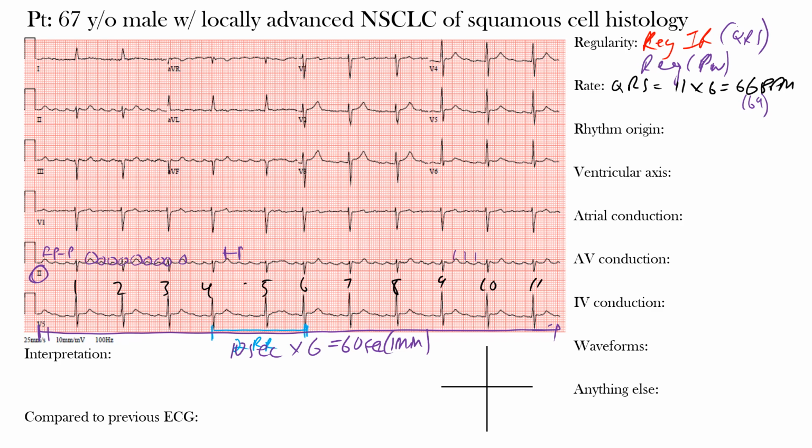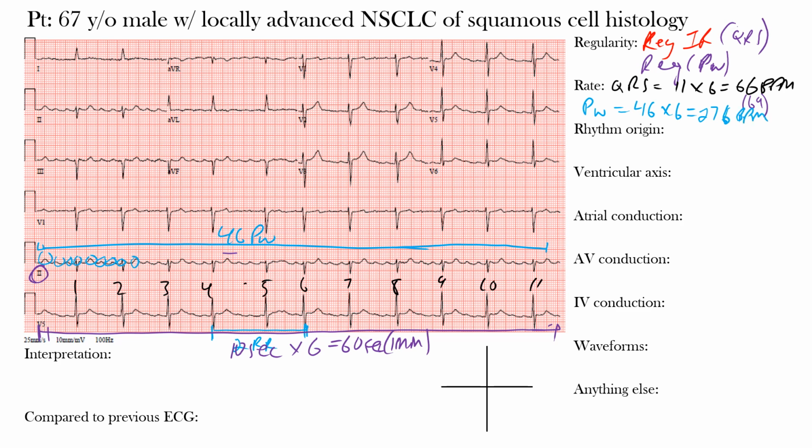So what I mean is that you would count all these P waves going across, all of these that are circled here, some that are falling actually within our QRS complexes, and if you counted from the beginning all the way to the end, you would have 46 P waves. So for our atrial rate, it would be 46 times 6, and that gives you 276. All right, so that's an estimate of the atrial rate, 276 beats per minute. So we have two different rates we're looking at: a ventricular rate, about 69 beats per minute, and an atrial rate of about 276 beats per minute.